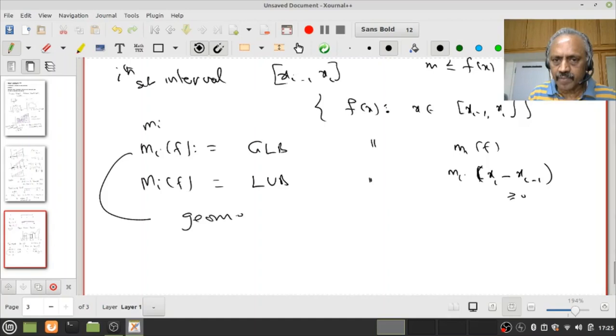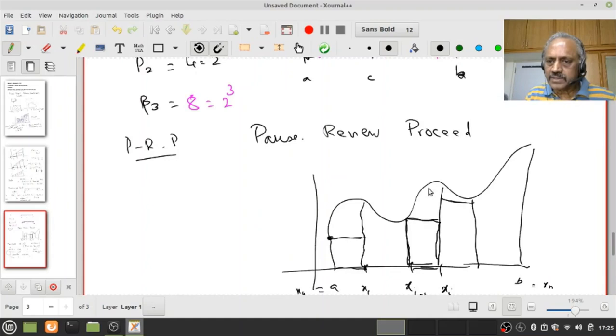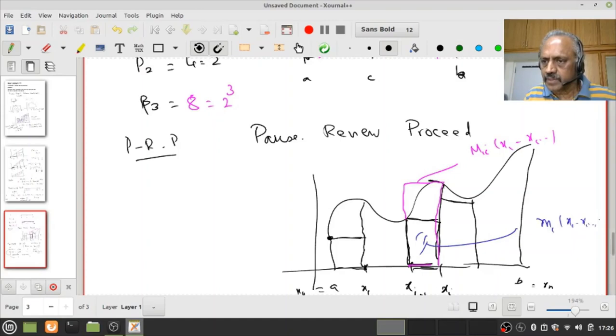Okay, understand this? And what should be the geometric meaning of this? Let us look at this here, it is this Mi. According to me this seems to be the maximum, therefore this is your area. You understand this? This will be Mi times xi minus xi minus 1, whereas this will be small mi times xi minus xi minus 1. Do you follow this?